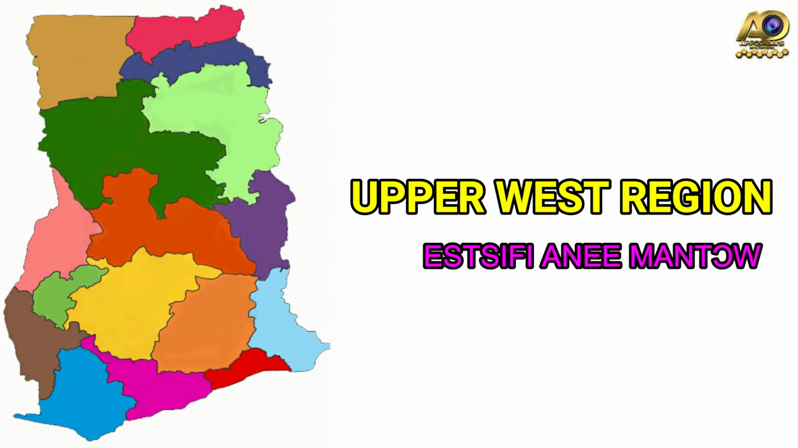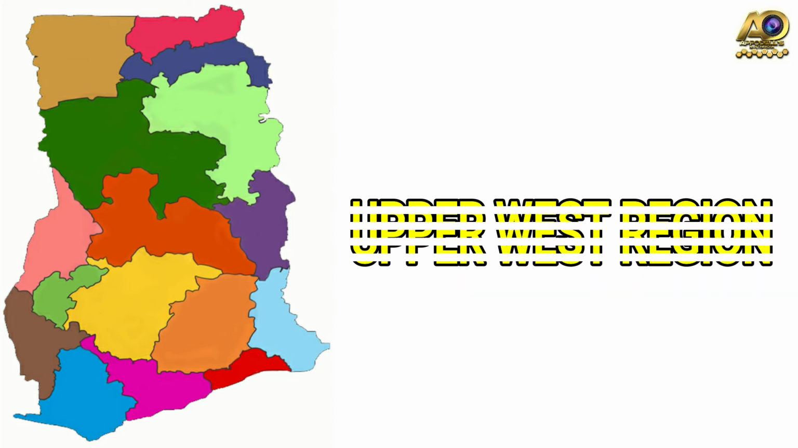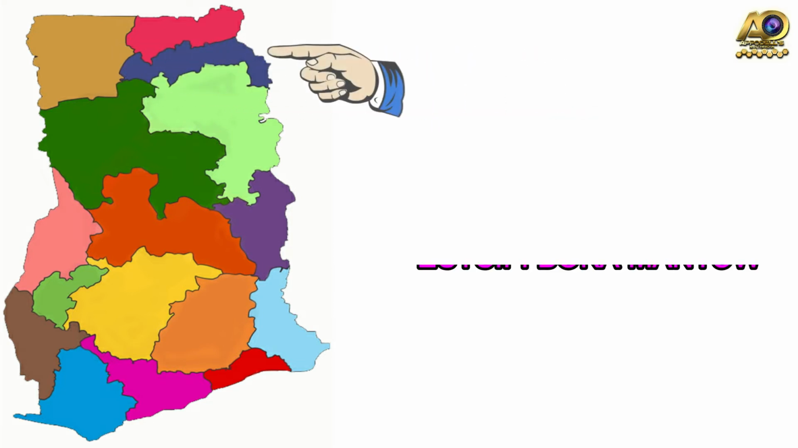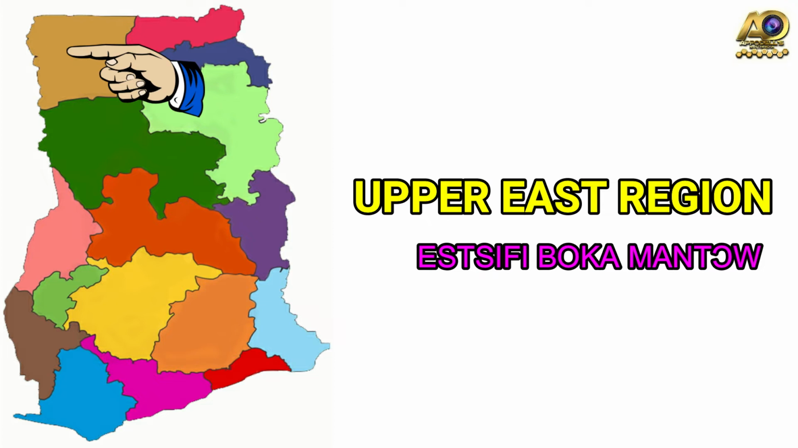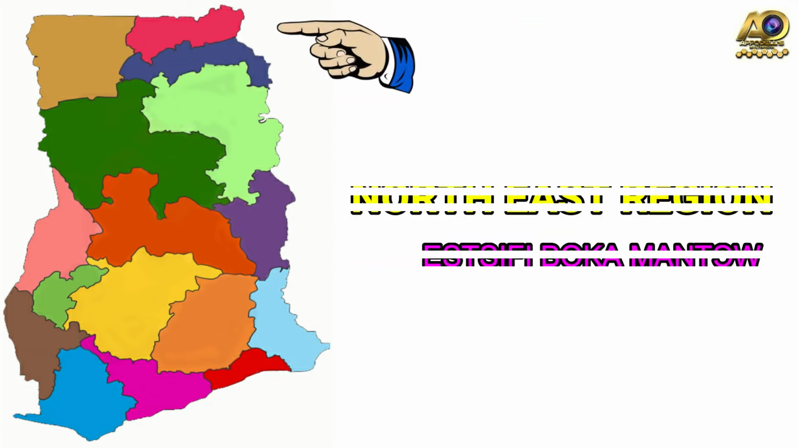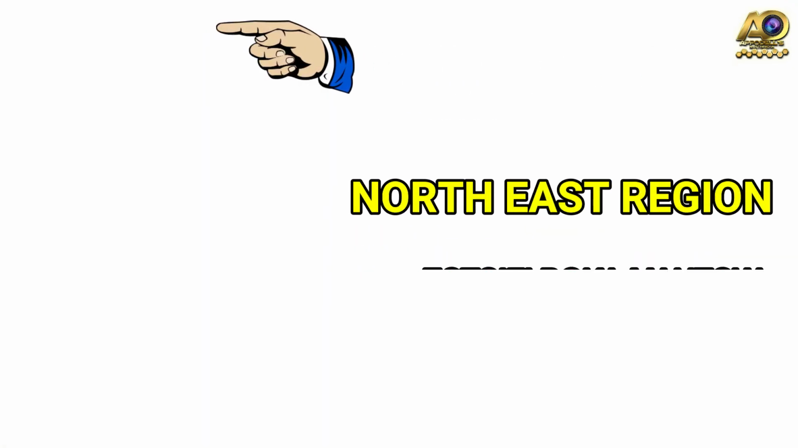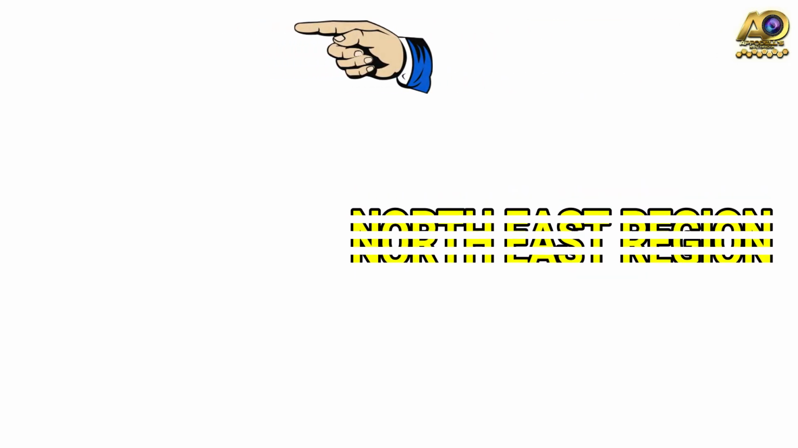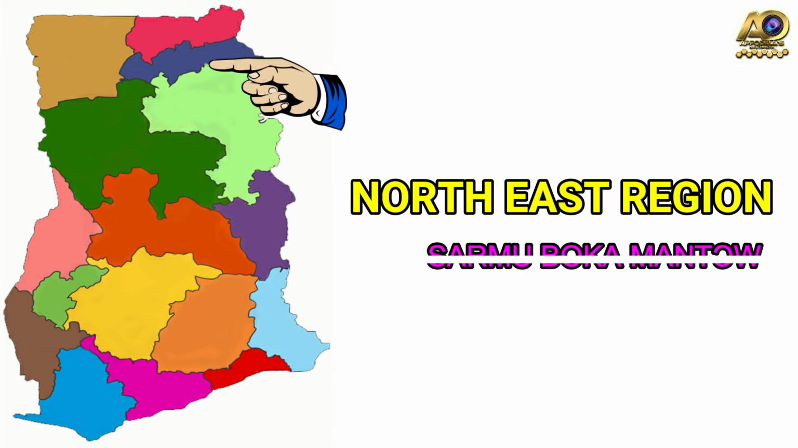Upper West Region, Etifi and Mantle. Upper East Region, Etifi Boka Mantle. Northeast Region, Sarmu Boka Mantle.